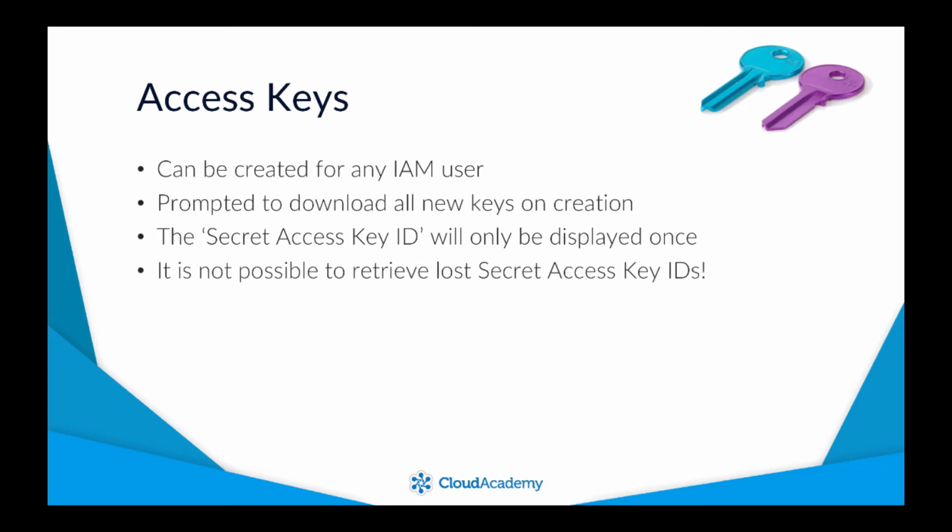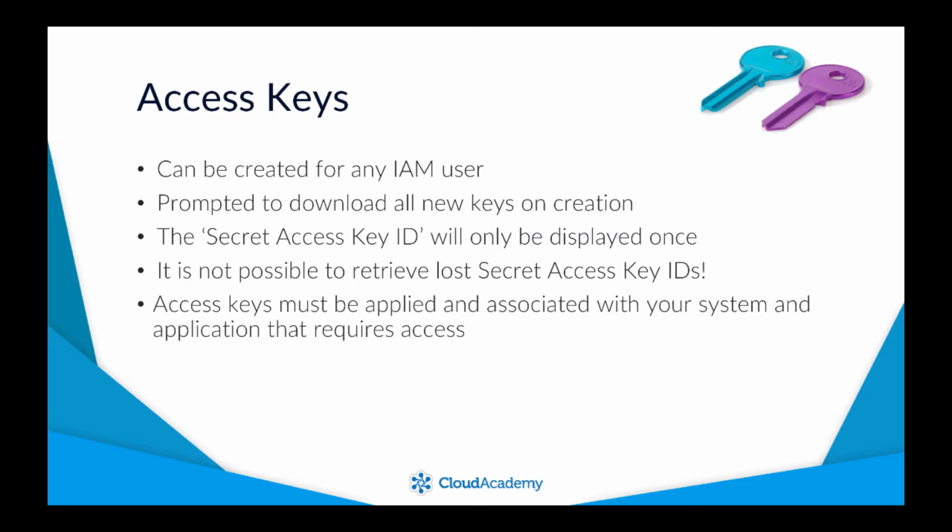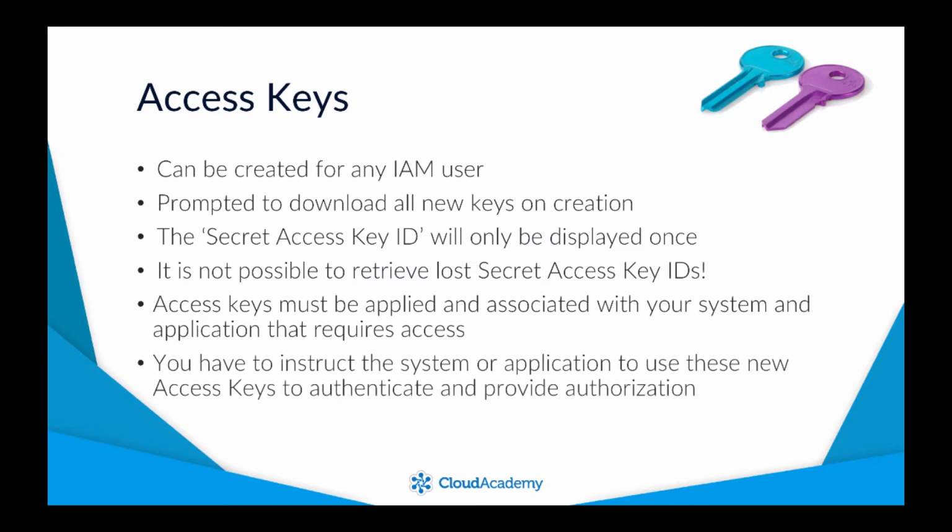It's worth noting that it's not possible to retrieve lost secret access key IDs, as AWS does not retain copies of these for security reasons in case they were compromised. These access keys must then be applied and associated with your system and application that we are using that requires the relevant access. For example, if you are using the AWS CLI to access AWS resources, you would first have to instruct the AWS CLI to use these access keys to authenticate and provide authorization.